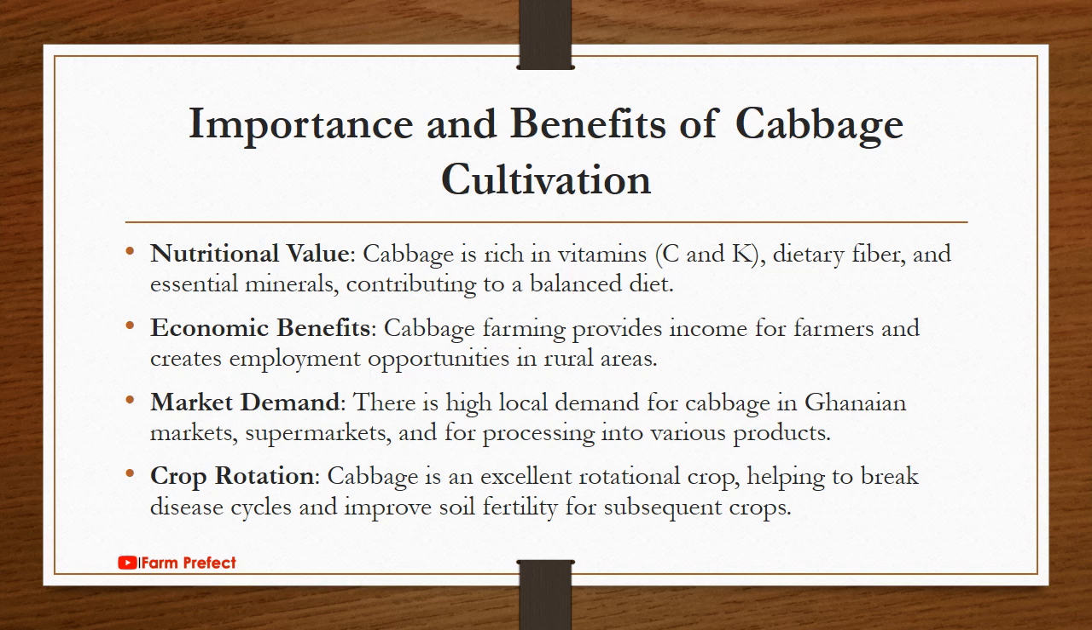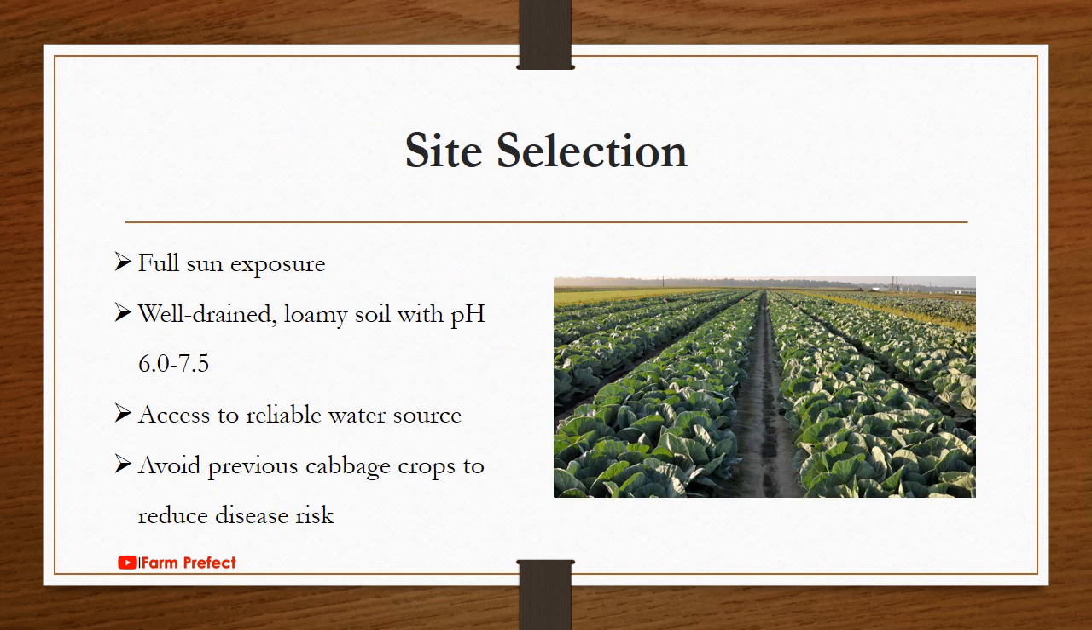Okay. Then we have crop rotation. Cabbage is an excellent rotational crop, helping to break disease cycles and improve soil fertility for subsequent crops. So you could use cabbage in your crop rotation cycle so that it could break the disease pattern and all that. So it comes in to give another flair to your soil.